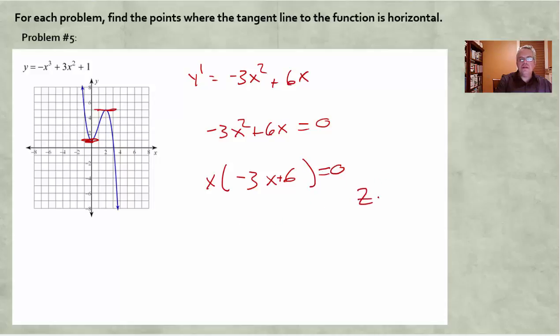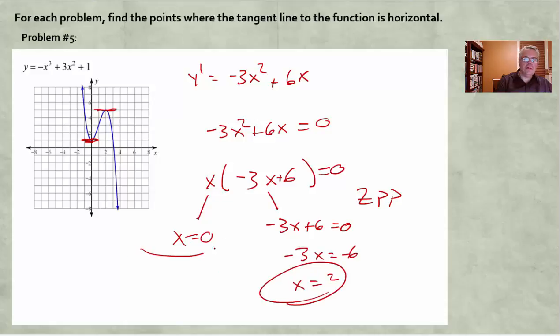Then we can use the zero product property. All right, so either x equals 0 or minus 3x plus 6 equals 0. Subtract 6 from both sides and divide by negative 3. You get x equals 0 or x equals 2. So we practiced that at the beginning of the year, factoring out the greatest common factor or factoring a trinomial and setting the factors equal to 0.